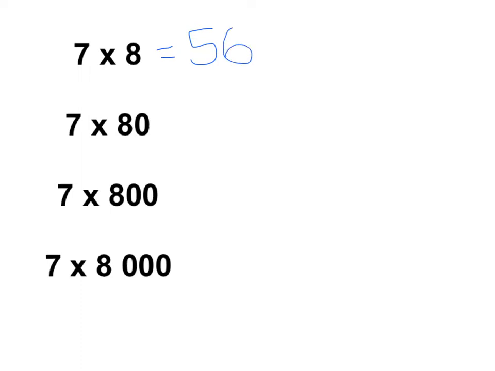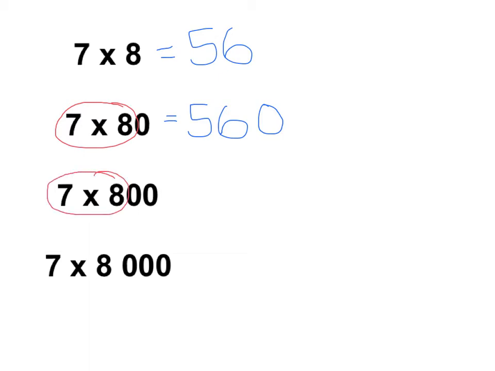Next, I have a very similar question. I have 7 times 80. So this is 10 times larger than 7 times 8 because 80 is 10 times larger than 8. So I can just look at the first part of the question, 7 times 8. I know that part equals 56 from the question above, but it needs to be 10 times larger, so it would be 560.